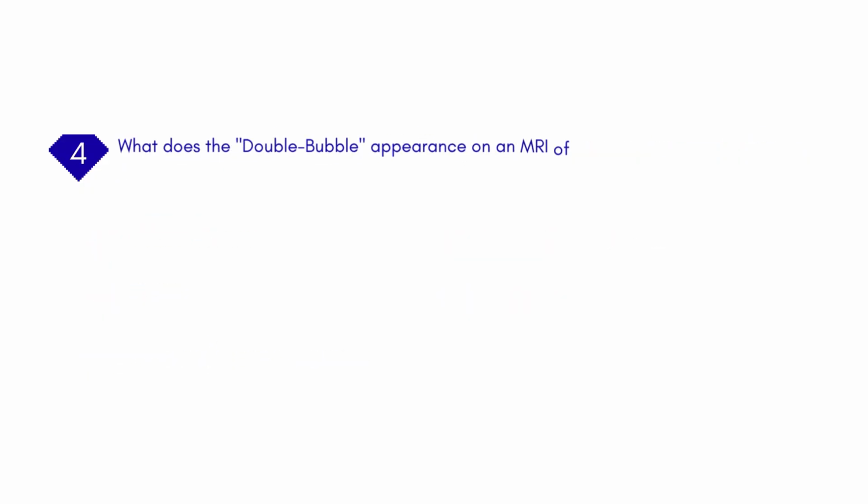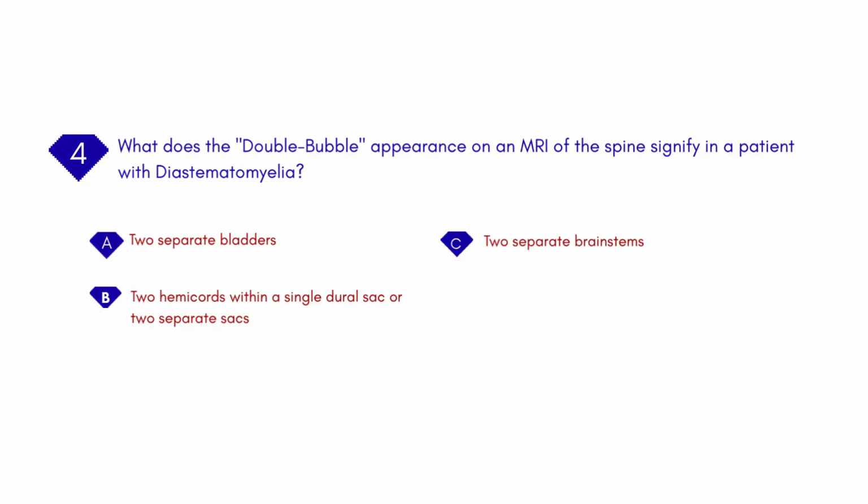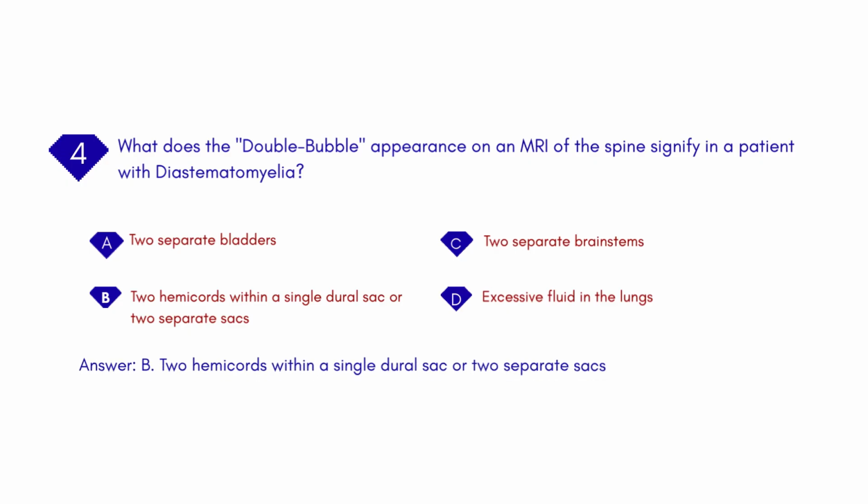What does the double bubble appearance on an MRI of the spine signify in a patient with diastematomyelia? A. Two separate bladders. B. Two hemichords within a single dural sac or two separate sacs. C. Two separate brainstems. D. Excessive fluid in the lungs. Answer, B. Two hemichords within a single dural sac or two separate sacs.